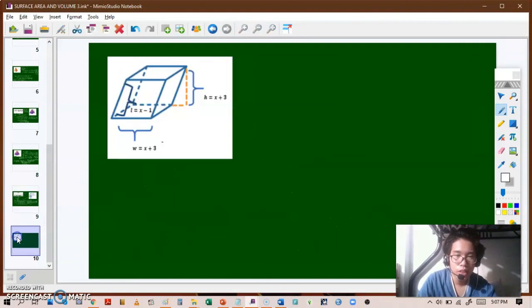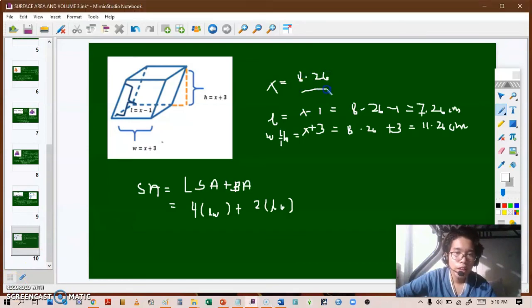So we substitute that value here: x is equal to 8.26. Now that we have the value of x, we can substitute it to find the missing values of the length, the width, and the height. Since the width and the height are the same, x plus 3, and the length is x minus 1, 8.26 minus 1 gives you 7.26 centimeters as the length, and 8.26 plus 3 gives you 11.26 centimeters. That will be the width and the height of the parallelepiped.